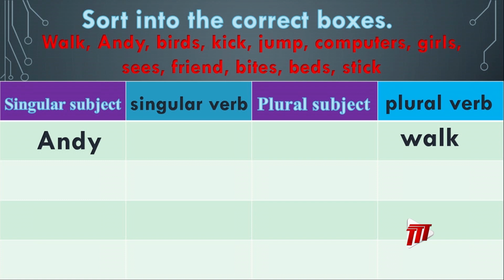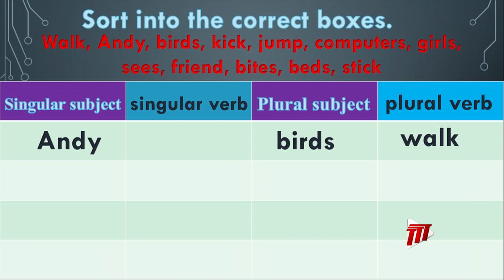So now we have birds. Subject, verb, singular, plural. Same question. Birds would fall into a plural subject, right? So it's more than one bird. That S at the end there will tell you that it's plural, and because it's plural, and it's a noun in this case, it will be your plural subject.